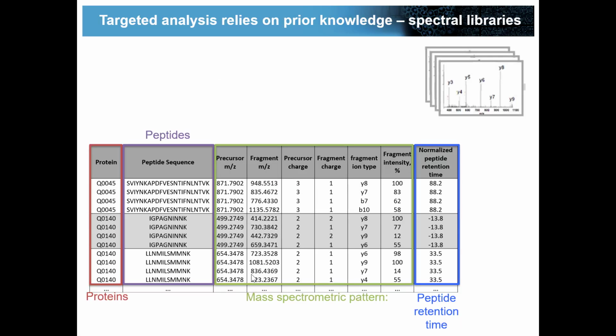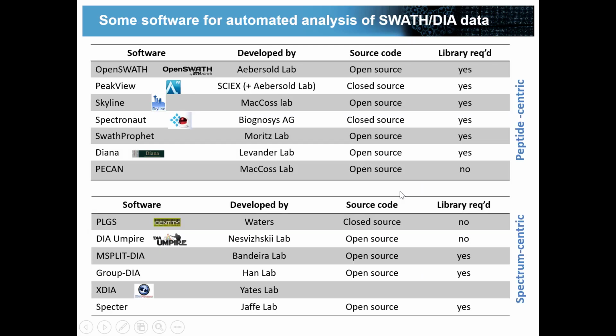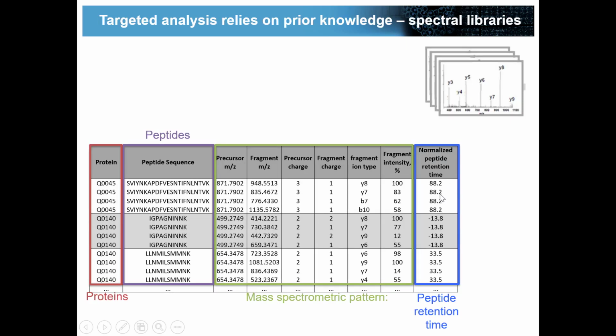Just to say, this prior knowledge is a prerequisite for this type of analysis, at least in the way that we routinely do it. This type of information looks very much like an SRM assay. You need to know what the protein is, the peptide sequence, the precursor mass to charge, and which fragment ions you're going to monitor. This is typically 5 or 6 fragment ions, and what the charge states are for the precursor and fragments. Importantly, you need the relative intensity of these ions in a library spectrum. And it's also very helpful to know the normalized peptide elution time.